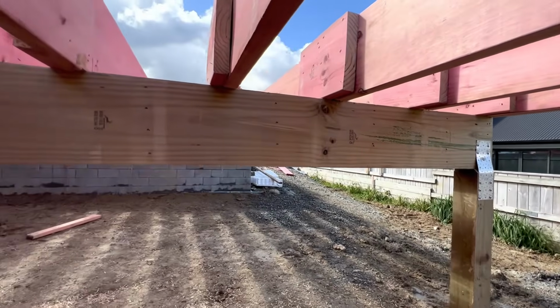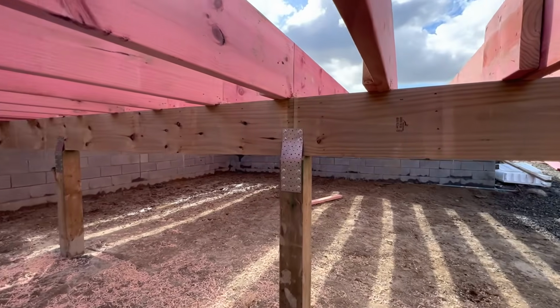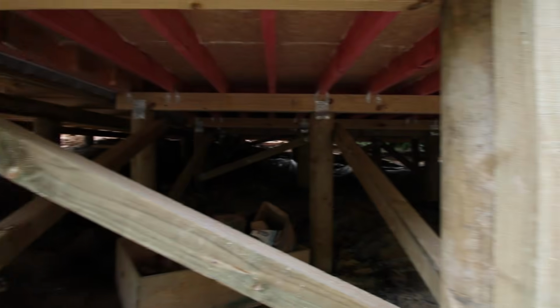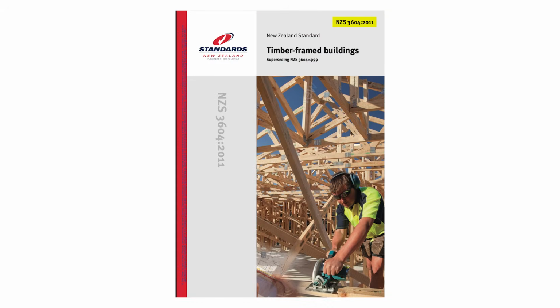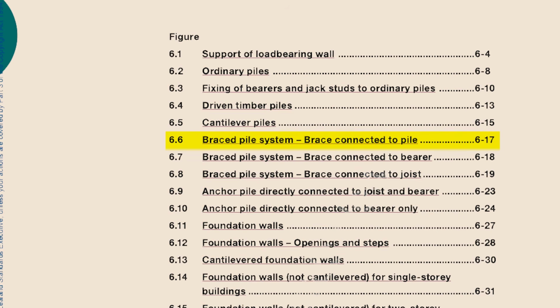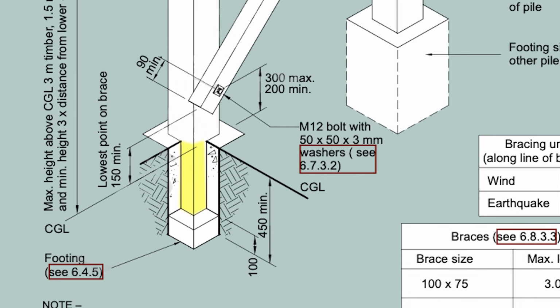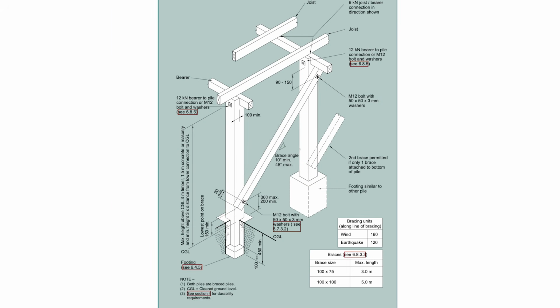Now that we've established the difference between piles and poles and the two shapes of piles, let's talk about the different types of piles and when you may use them. Starting off with a braced pile. Now the reason it's called a braced pile, drum roll please, is because you're going to connect a brace to it. In 3604, that's the building code, section 6.6, and the following two sections, it shows you how to connect the pile. The pile needs to be at least 350 in the ground and the hole needs to be at least 450, is the way I'm interpreting this drawing. But if you think I'm wrong, you can correct me in the comments below.